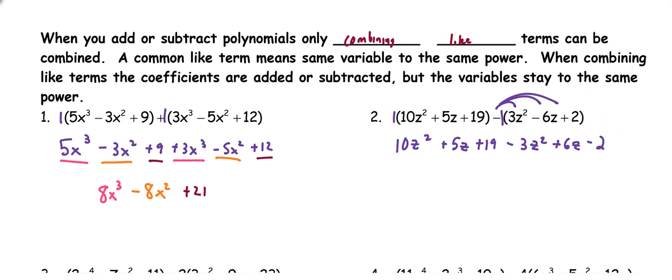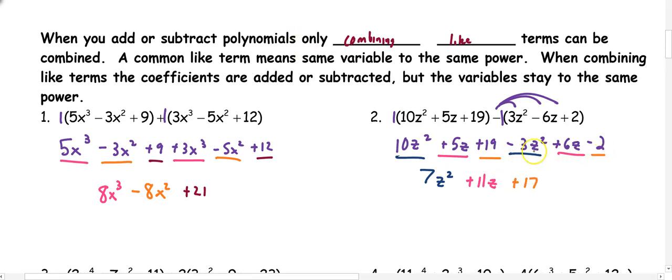So when I go to combine like terms, my highest exponent to start with is z squared. So 10z squared minus 3z squared gets us 7z squared. 5z plus 6z gets us 11z. And 19 minus 2 gets us plus 17.